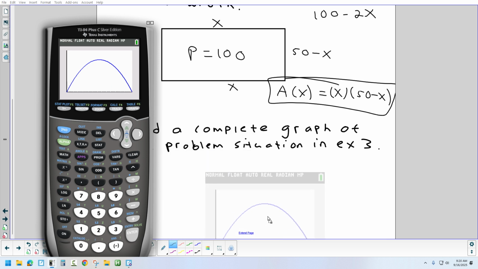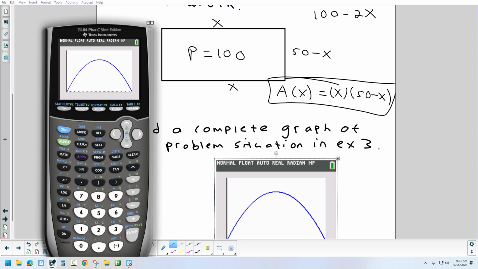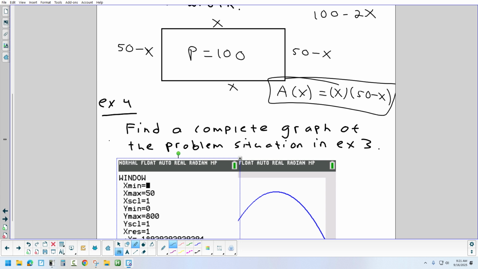Okay, so there's a complete graph. You would want to make sure you just tell me the window: 0 to 50 on the x, 0 to 800 on the y. And if you did 0 to 700, that'd probably be okay too. I wouldn't do like 0 to 200 on the y, because then you're going to cut off the vertex. Don't want to do that. Okay. Any questions on that?